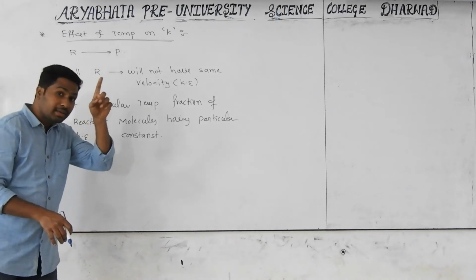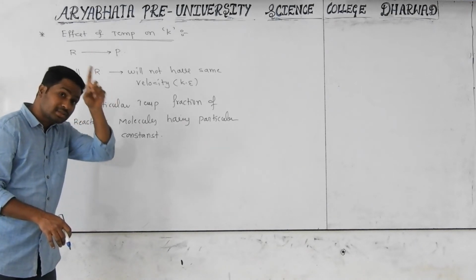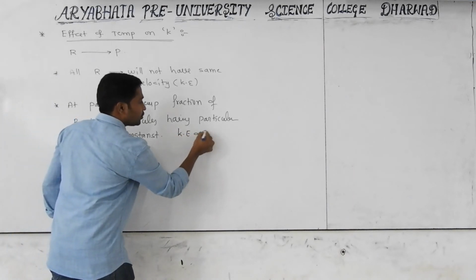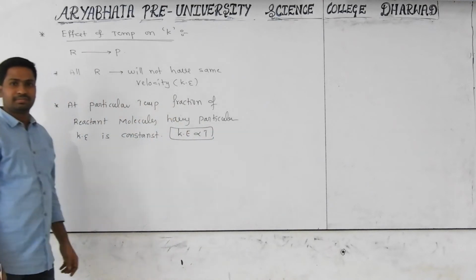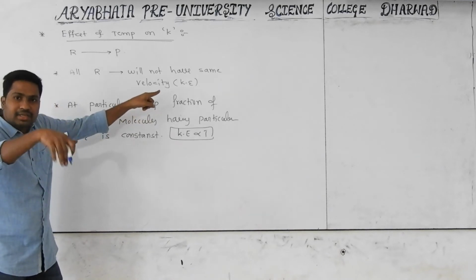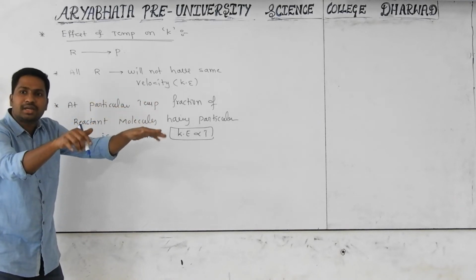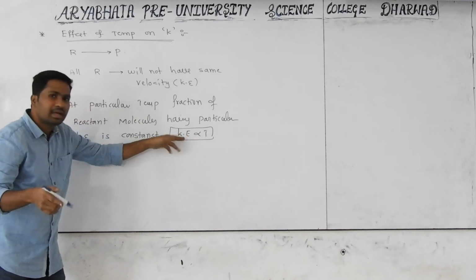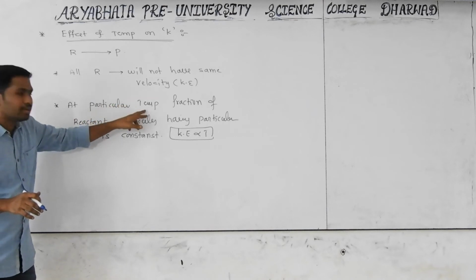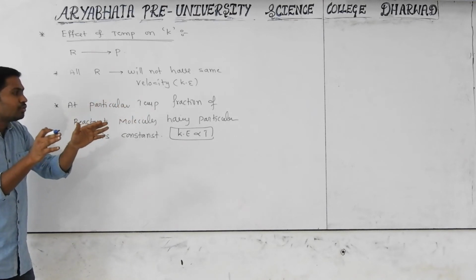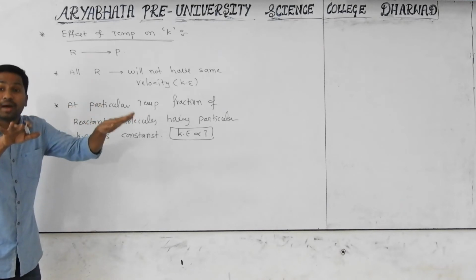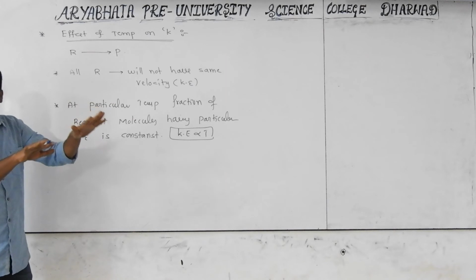Do you remember KMT, the kinetic molecular theory of gases, last point? Average kinetic energy is directly proportional to absolute temperature. If you maintain the same temperature, then average kinetic energy should remain constant. If you disturb the temperature, definitely kinetic energy will change. What I am telling you is, at a particular temperature, the fraction of reacting molecules having a particular kinetic energy, whatever it is, should remain constant. Why? Because you are maintaining the temperature constant.